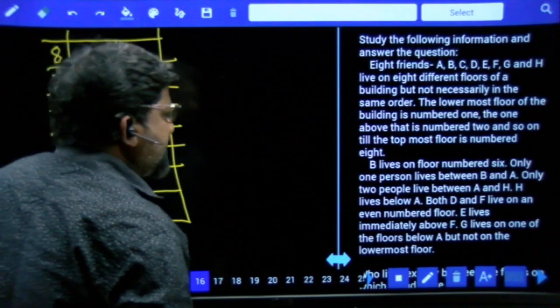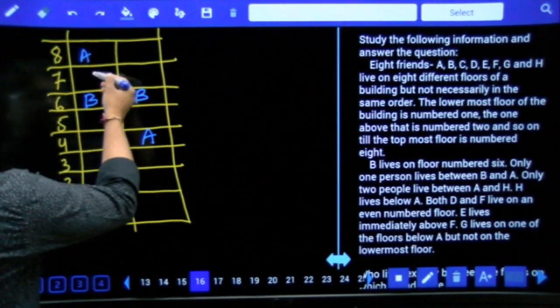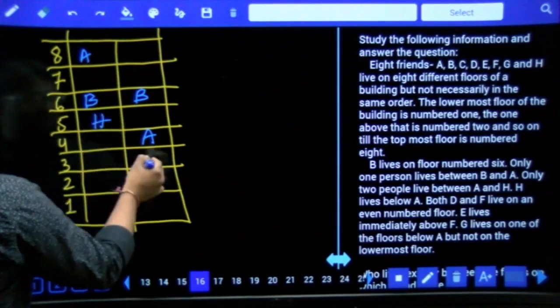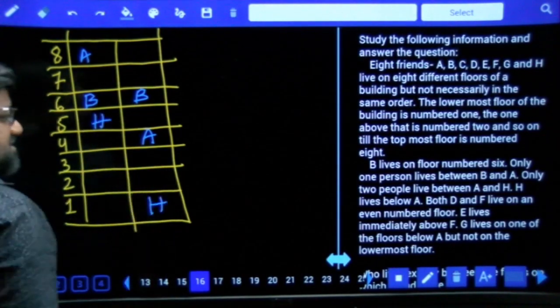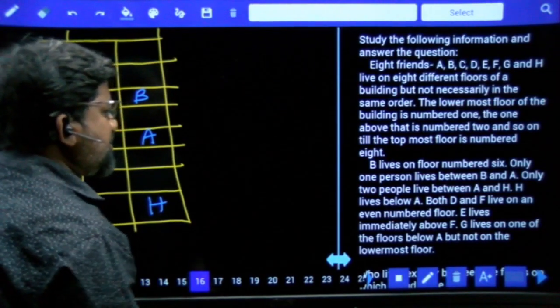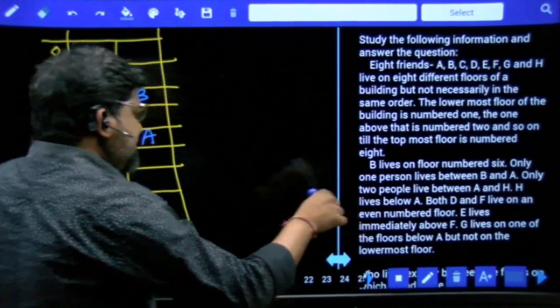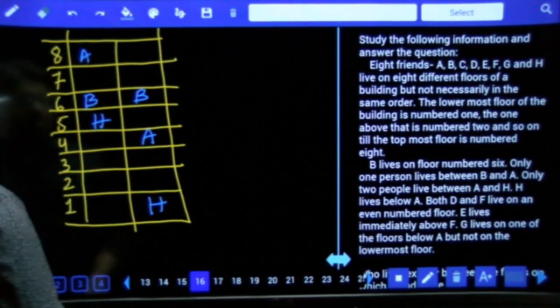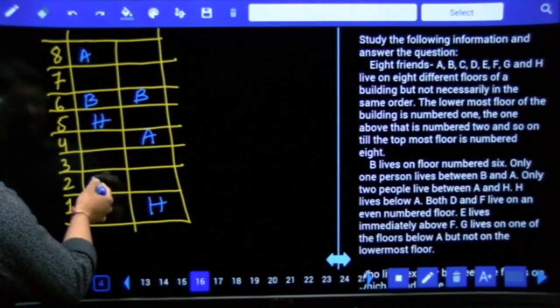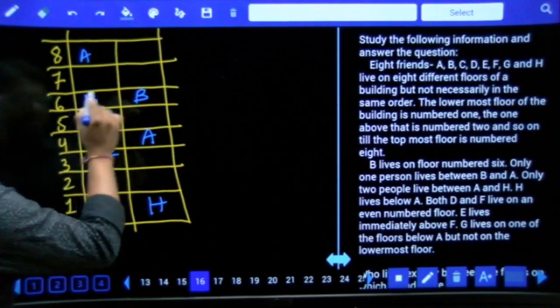Next, only two people live between A and H. H lives below A. Done. Both D and F live on an even number floor. E lives immediately above F. So D and F are even, and E is living immediately above F. So even floors are 2, 4, 6, 8. F is second. Yes, absolutely. And this is E, and D has only one possibility here.